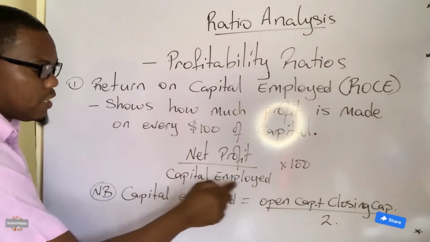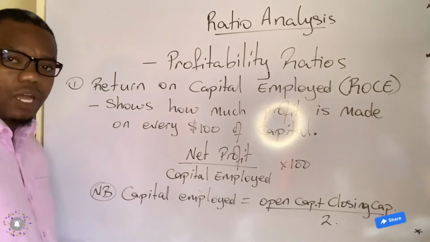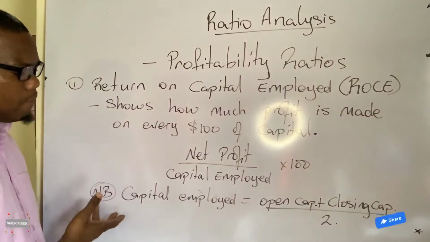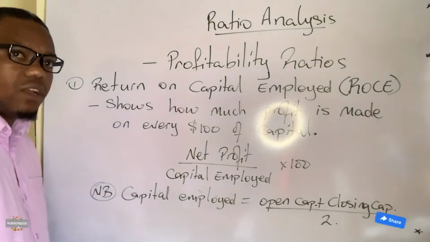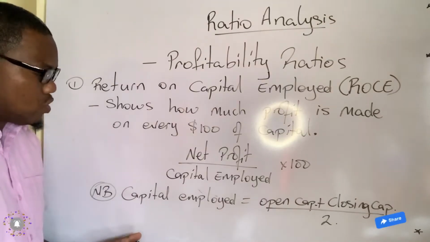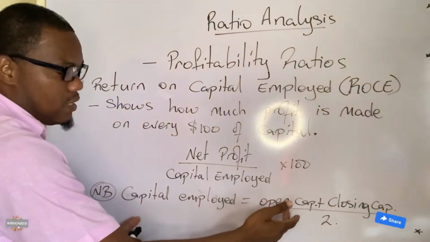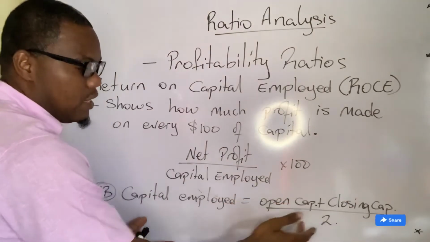Now, capital employed is a little tricky topic. We can't really decide which capital employed you're going to be allowed or asked to use. Capital employed is calculated as opening capital plus closing capital, divided by 2.